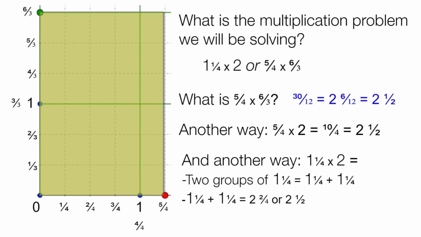30/12 is correct. 10/4 is correct. 2.5 is correct. 2 6/12 is correct. 2 2/4 is correct. All of those are all equivalent. They all have the same value.